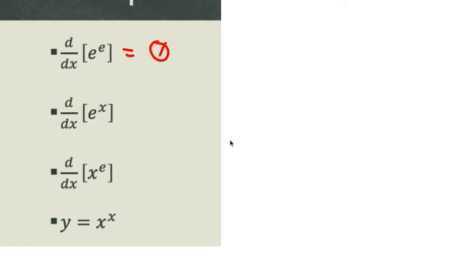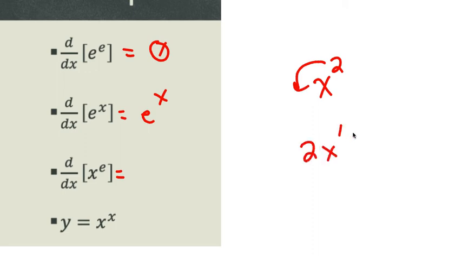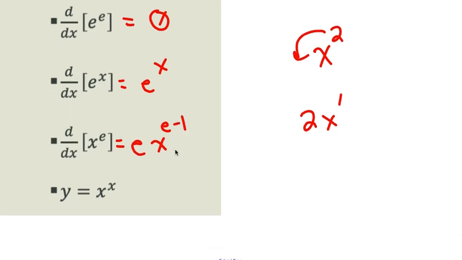The derivative of e to the x is e to the x. We talked about that yesterday. X to the power of e may look confusing, but remember, e is a number. So if we have x raised to the power of 2, what do we do? Well, we bring the power down, and we subtract 1, and we have 2x to the 1st power. So bring the power down, and then we have x raised to the e minus 1. And that's how you would write your answer.